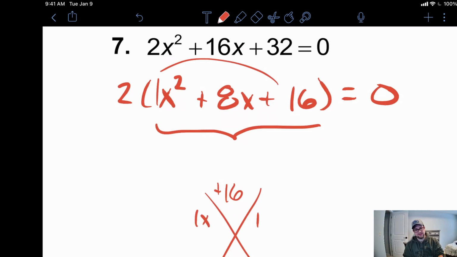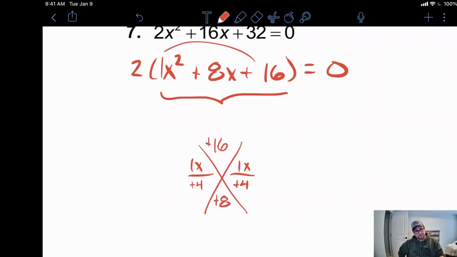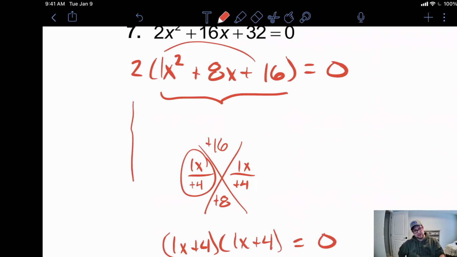We'll have 1x here and 1x here. Now we're just looking for two numbers that multiply to give us a positive 16 that are going to add to give us a positive 8. And how about a 4 and 4? So when I come over here, my first factor will be 1x plus 4 and 1x plus 4 equals 0. And the 2 is going to drop down in front.